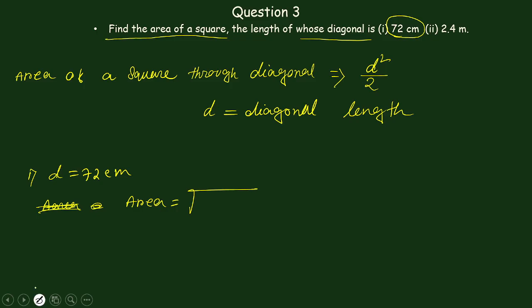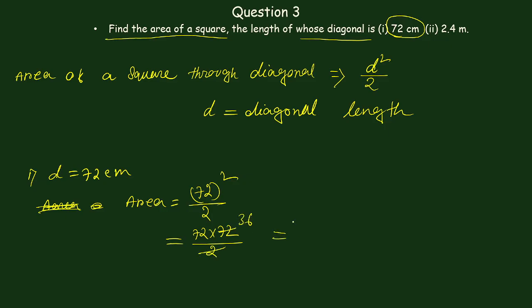it's d square by 2, that is 72 square by 2. So 72 into 72 by 2, cancel out, 36. That means 72 into 36. Do the calculation on your own. You will find the answer. Okay, simple calculation. Pause the video and solve this question by yourself.